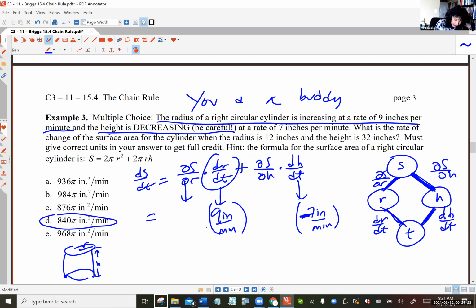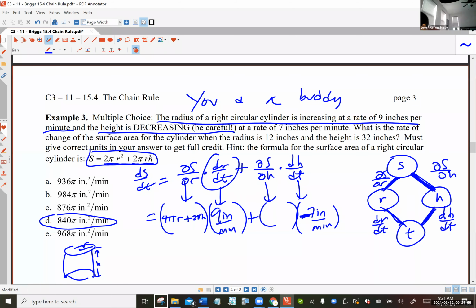Now you need to go get these partials, knowing that the surface area formula was given to you, 2 pi r squared plus 2 pi r h. So if we take the partial of that with respect to r, that means you're going to hold h constant. The derivative of 2 pi r squared with respect to r is easy. That's just 4 pi r, plus the derivative of 2 pi r h with respect to r is 2 pi h. Okay, and that's what I'd want to see on your paper.